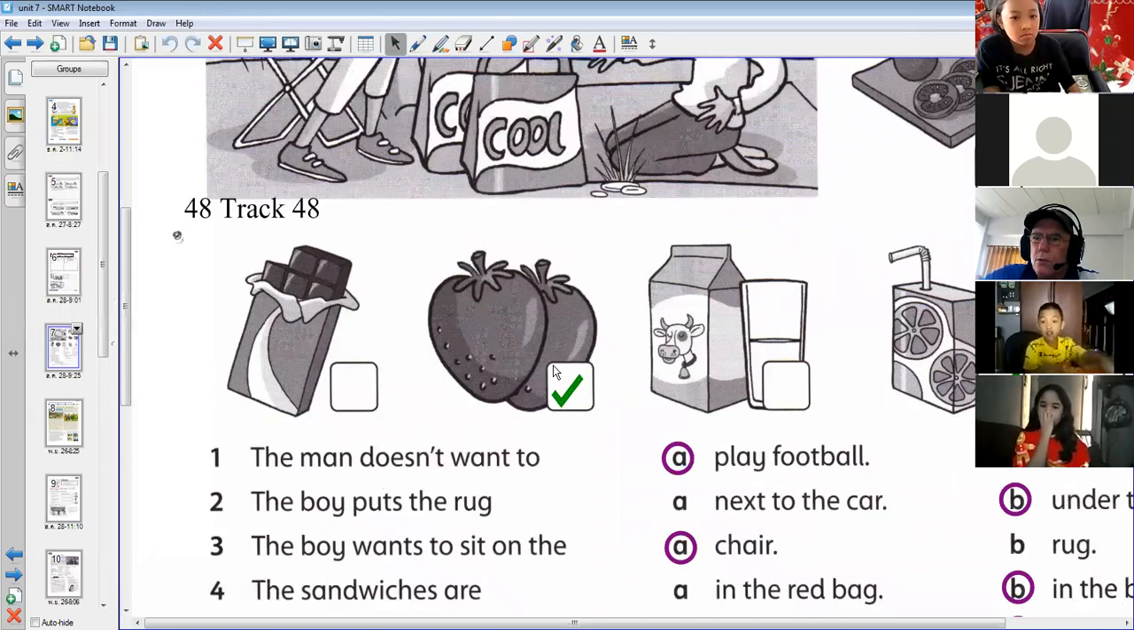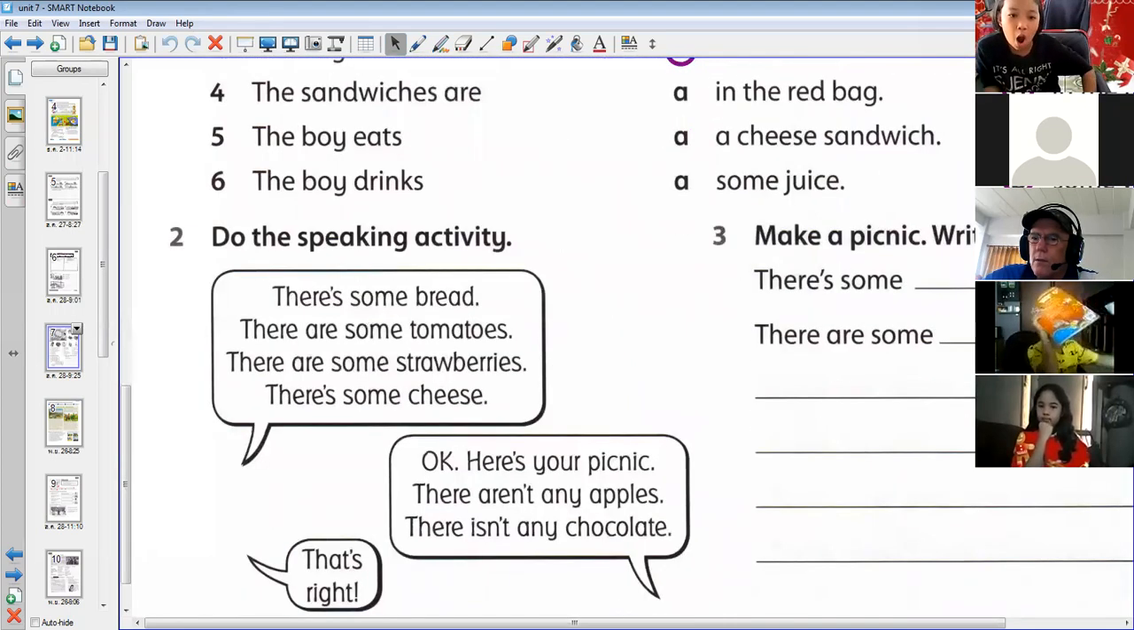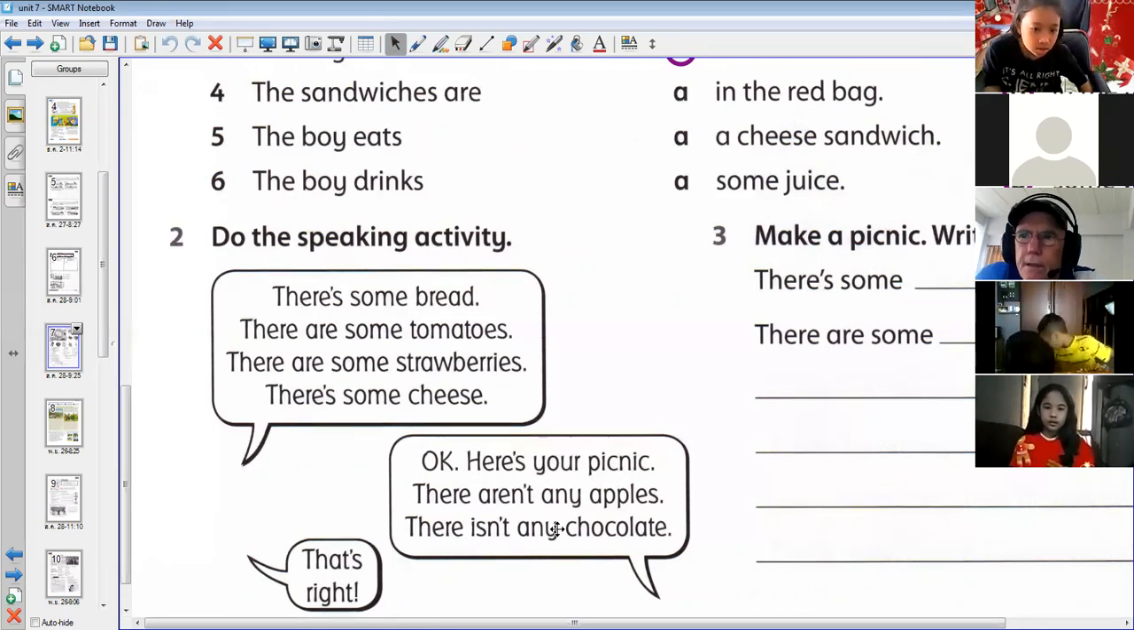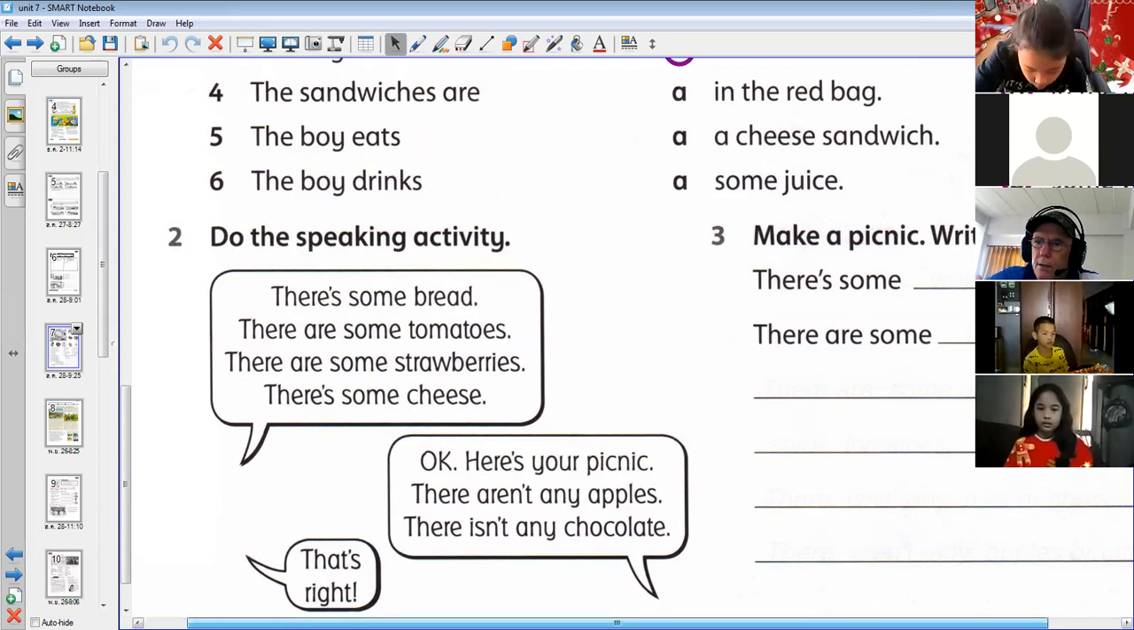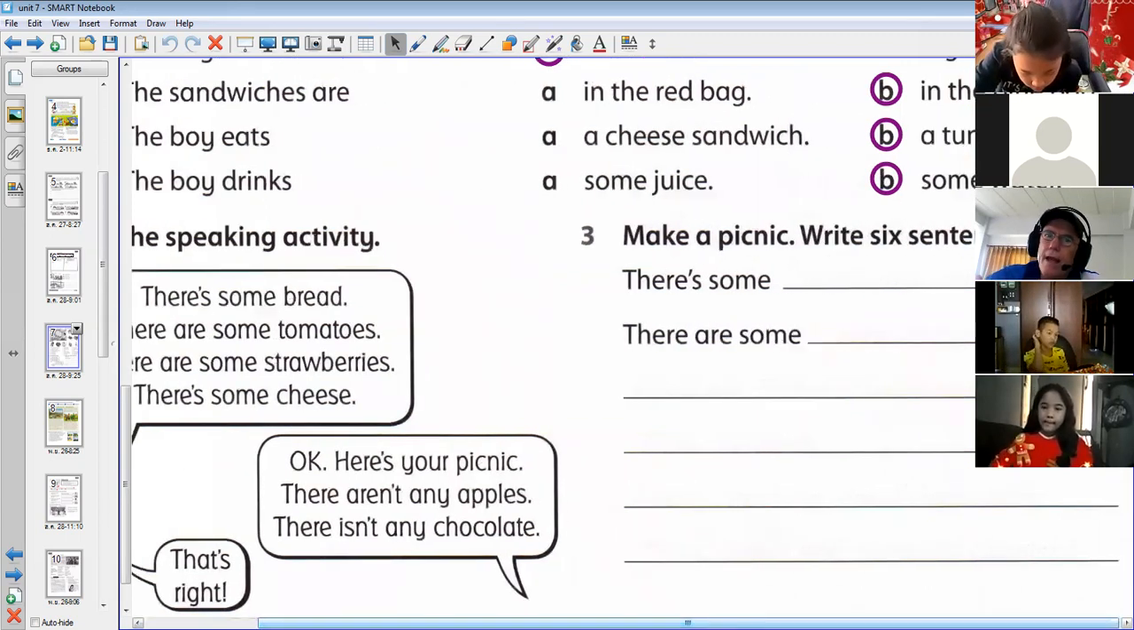I'm going to talk to you about this. We're going to do a speaking activity. So a speaking activity, we don't need to have your book open, do we? There's some bread. There are some tomatoes. There are some strawberries. There's some cheese. There aren't any apples. There isn't any chocolate. See this? So I would like you to just think of something that could go in here for your picnic.